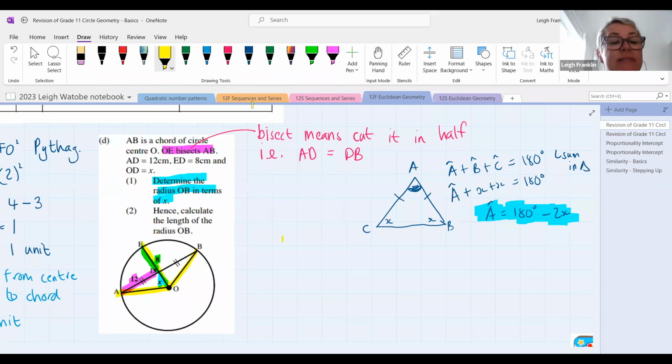The only one where we can see where there's an X is OE. And we know that this bit from O to D is X, and the bit from D to E is 8. So those are the two figures that we need to add together. All right, so we are going to say here that OE equals OB because they are both radii, and that makes them equal in length. OE is X plus 8. So therefore, OB is also X plus 8.